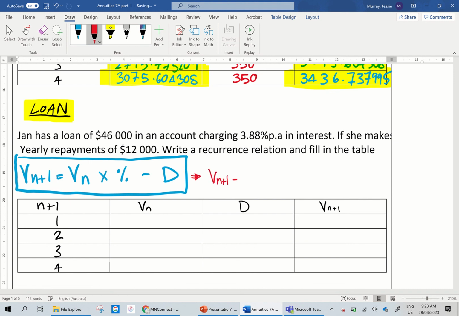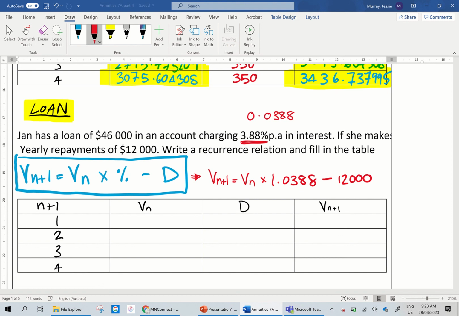Vn plus 1 is going to be Vn timesing by my rate. Now remember, I need to turn this rate into a decimal, so it's going to be divide that by 100. And remember, when you sub into the formula, do 1.0388. Then subtract off the amount they're paying, $12,000. Okay.